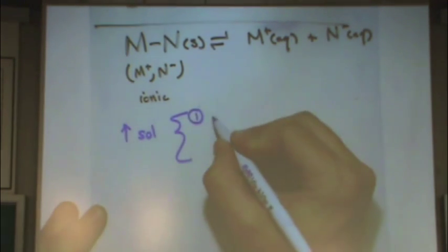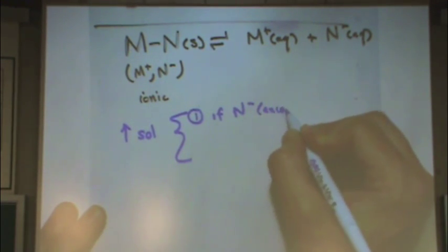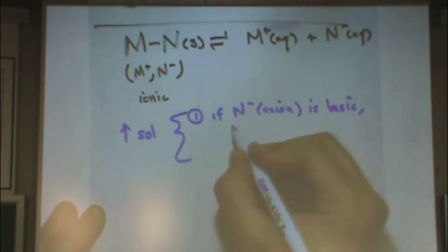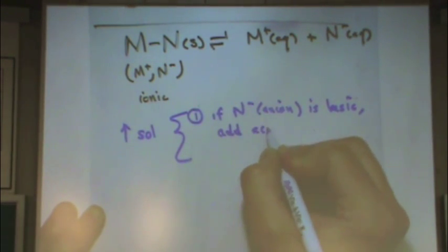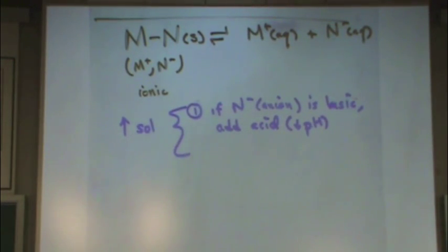Strategy 1: if the anion, N minus, is basic, then add an acid, which is the same as decreasing the pH. The acid will react with N minus, removing it, because the acid reacts with bases. N minus will go away, and this will shift to the right, making it more soluble.